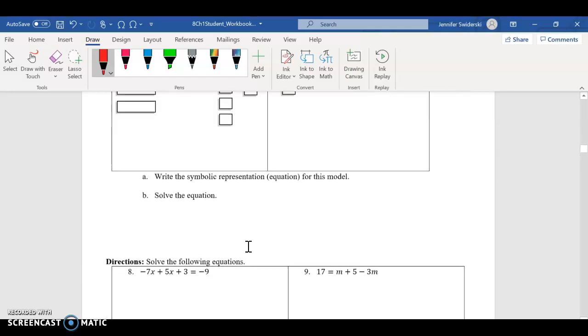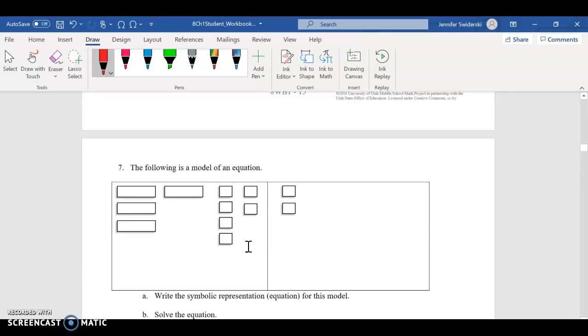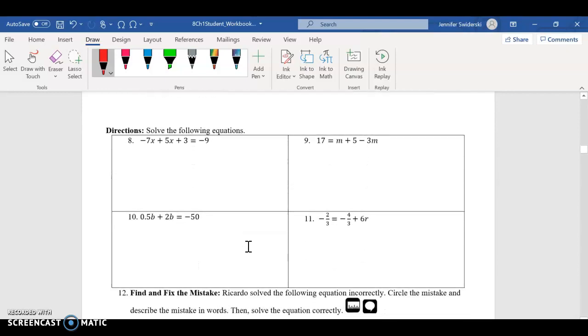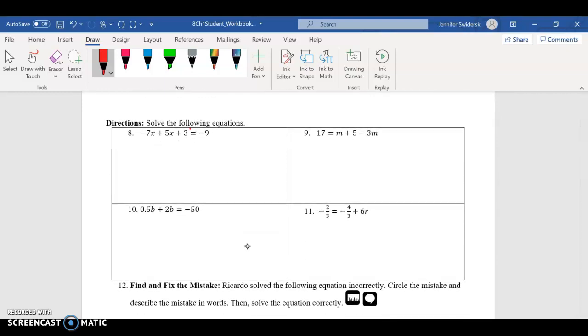number 8. So to solve the following equations, let's go and try a couple. Draw in your lines on your railroad tracks. First step, combine those like terms. Negative 7x plus 5x is going to give you negative 2x. Bring down that positive 3 equals negative 9. I'm going to subtract 3 on both sides. I get negative 2x equals negative 12. Divide both sides by negative 2. Remember, a negative divided by a negative is a positive. So you get x equals 6.